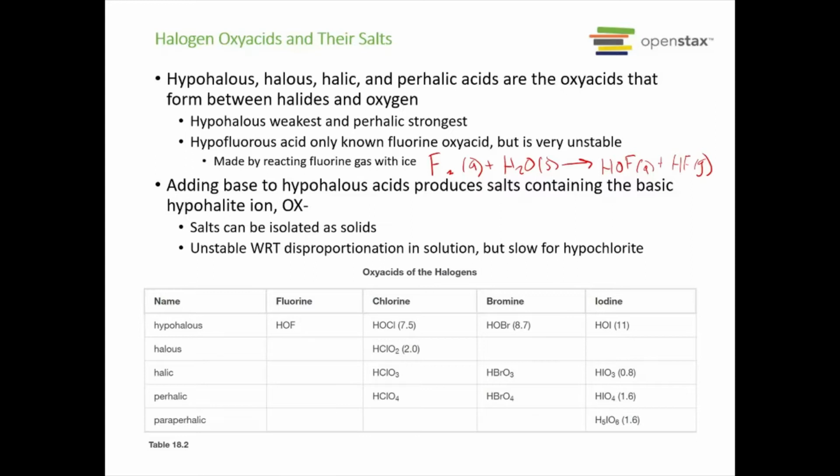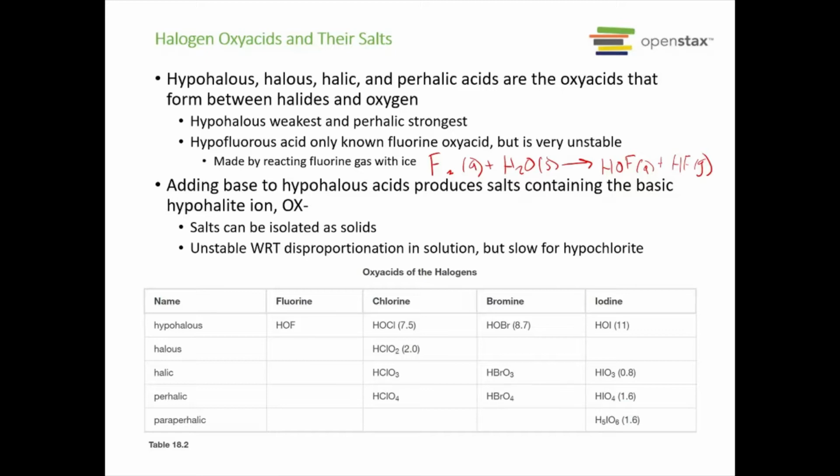So from here, if you take some base and add it to hypohalous acid, you make salts that will contain the basic hypohalite ion, OX minus. And we can actually isolate these salts as solids, but they are unstable with respect to disproportionation in solution. But for something like hypochlorite, this is actually very slow. So hypochlorite is bleach. And then table 18.2 shows you the type of acid, the oxyacids.